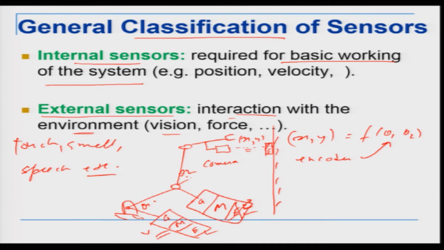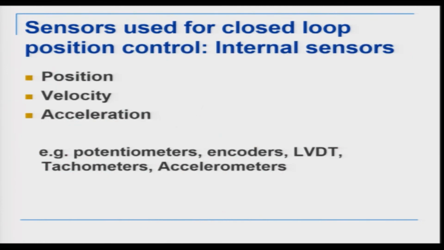Internal sensors are required for the basic working, in this case it is an encoder. External sensors are for interaction with the environment, so something like vision, force, torque, touch, smell, speech, hearing, and all that. Okay. So, if any external sensor goes bad, then the robot can still work, but its interaction with the environment will come down. So, I hope this part is clear as to what is an internal sensor and what are external sensors.